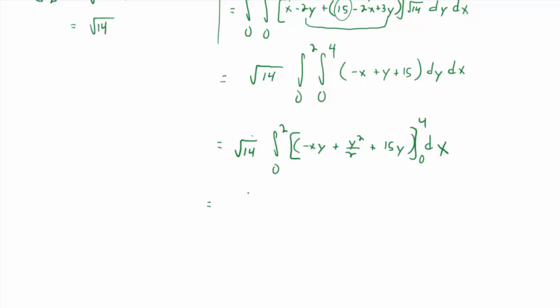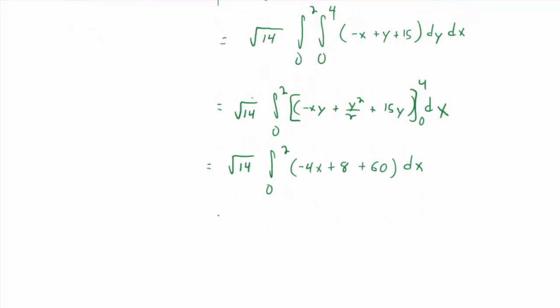Okay, and then we get the square root of 14, integral 0 to 2. We're plugging in for y equals 4 and y equals 0, right? So what do we get when y equals 4? Let's write it as negative 4x. Let's see, 16 divided by 2, plus 60, and then the 0 zeroes everything out, doesn't it? Everybody with me? All right.